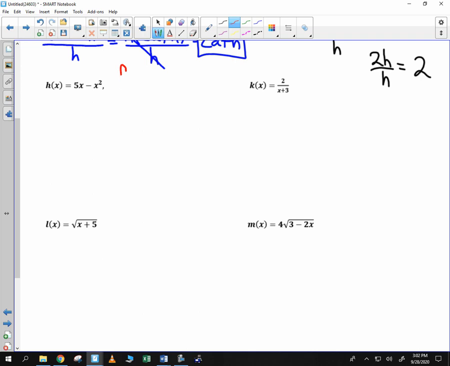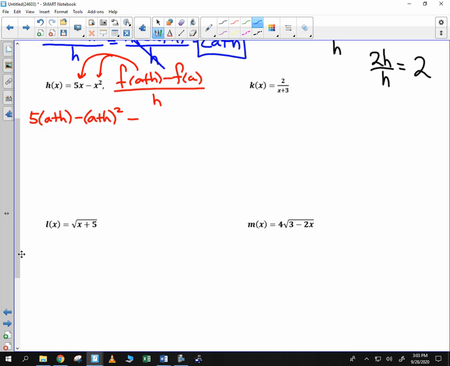It's a fun study. f of a plus h, we'll try this one, minus f of a, all over h. Plug the a plus h into 2 places there. Notice you have 5 times a plus h minus a plus h quantity squared. Minus, then you're going to plug a in for both of these situations, and you'll get 5a minus a squared. Notice the parentheses. All divided by h.